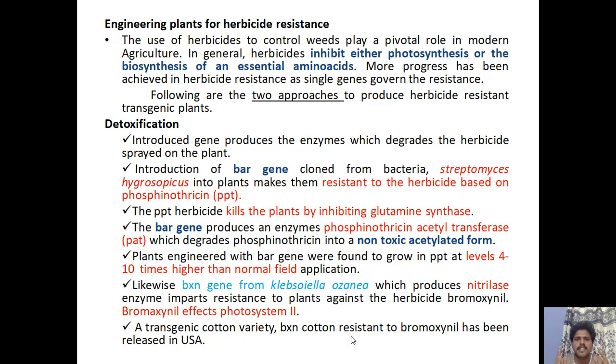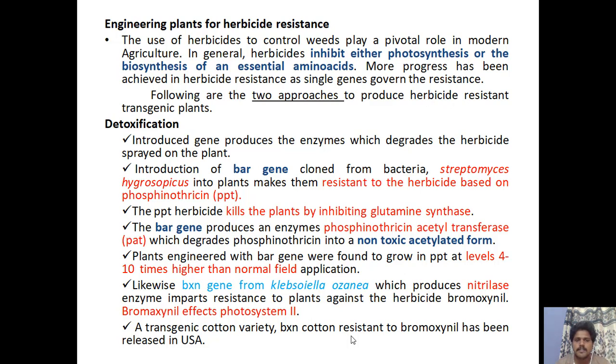Here the major role is that herbicides either inhibit photosynthesis or the biosynthesis of essential amino acids. There are two approaches for herbicide resistance. The first one is detoxification. Introduction of a bar gene cloned from bacteria, that is Streptomyces hygroscopicus, into plants makes them resistant to herbicides which are based on phosphinothricin. This is an active chemical, phosphinothricin.